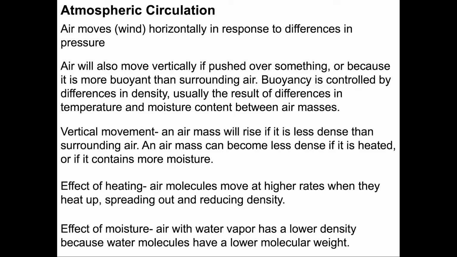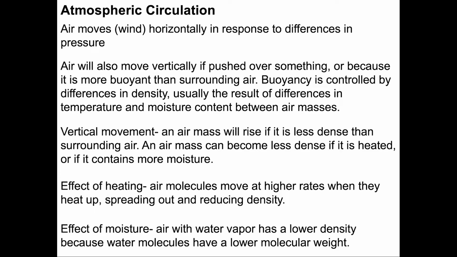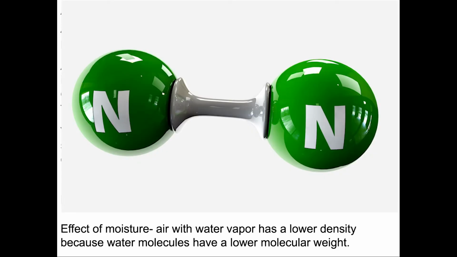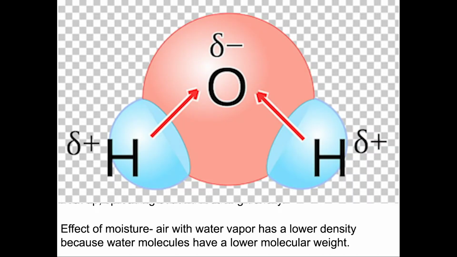Why is that? We have to go back to molecular weight. The molecular weight of an oxygen molecule is 32, usually. The molecular weight of a nitrogen molecule is 28, usually. And we'll see why I say usually later on. The net result is the air molecules weigh 32 atomic mass units, 32 daltons, or 28 daltons. A water molecule weighs 18 daltons.